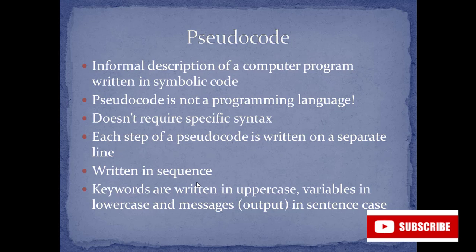Pseudocode is basically an informal description of a computer program written in symbolic code. Symbolic code means understandable language, like English, that you're using to communicate. Firstly, a pseudocode is not a programming language. It's usually confused as a programming language, but it is not. It's a way of representing an algorithm, and it makes it simple to describe a set of instructions without the use of specific syntax.